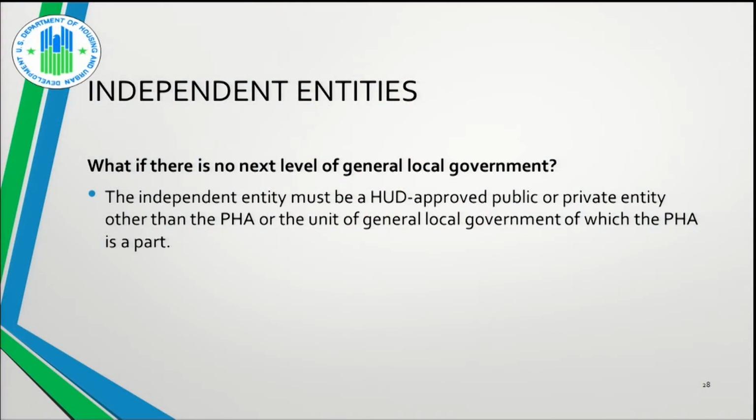What if there is no next level of general local government? So for example, let's say the PHA is the state or part of the state. In those cases, the independent entity must be a HUD-approved public or private entity other than the PHA or the unit of general local government of which the PHA is a part.